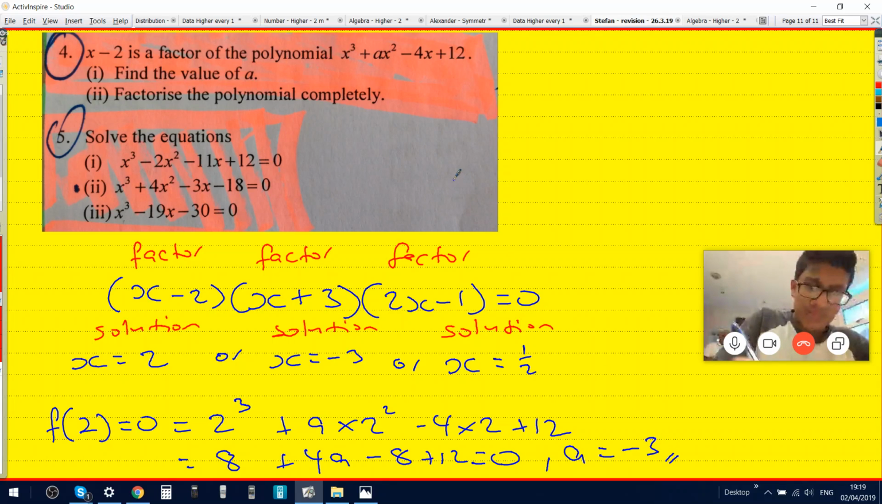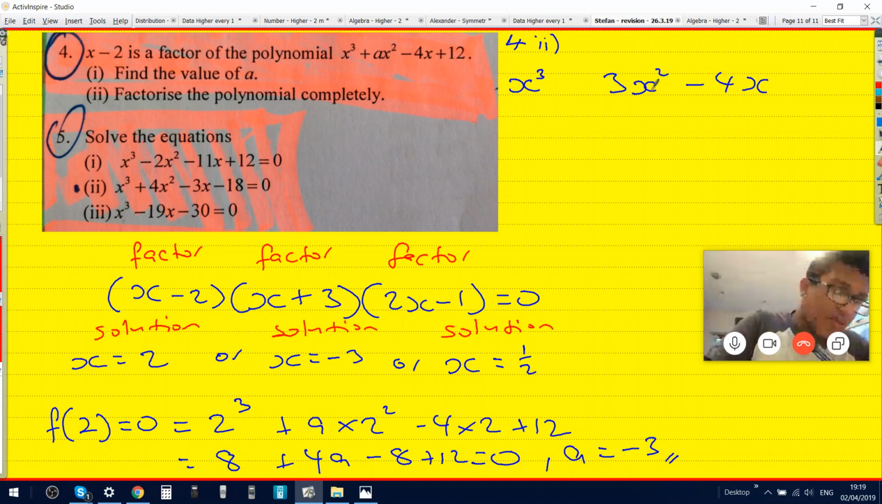And how could you now fully factorize the polynomial? x cubed minus 3, so plus 3x squared minus 4x plus 12. Why is it minus minus? Plus, oh sure, so it'll be minus 3x squared. Yeah.